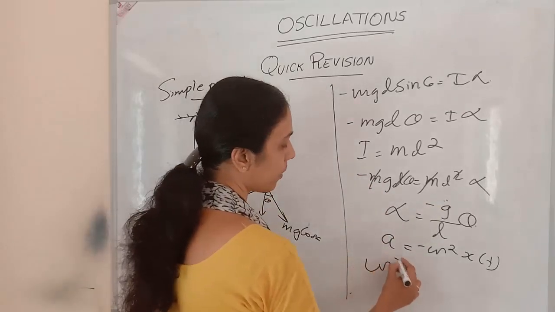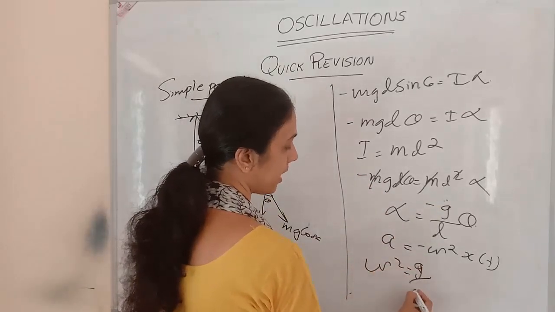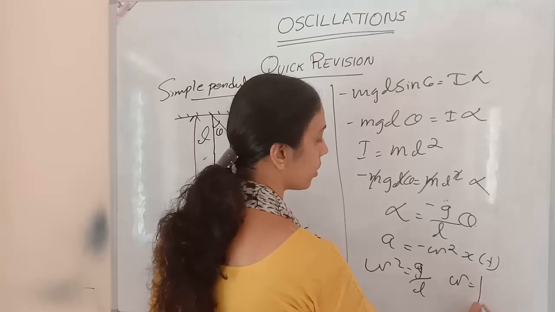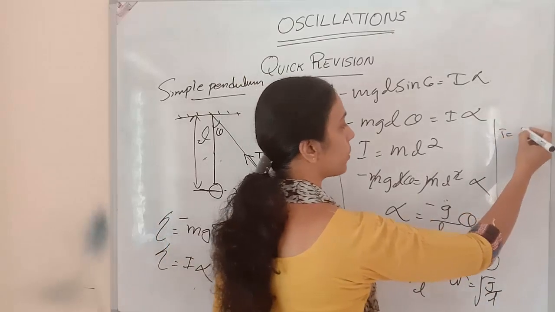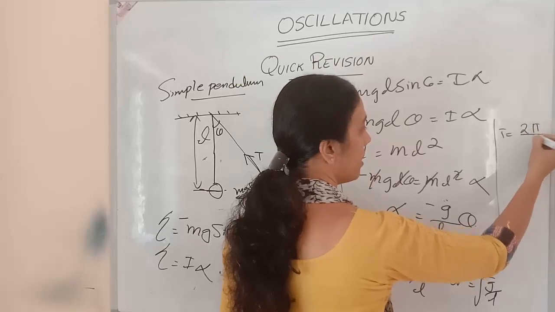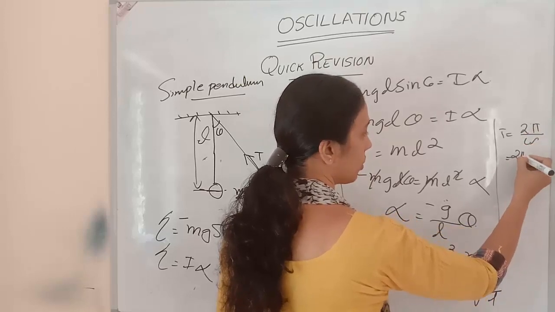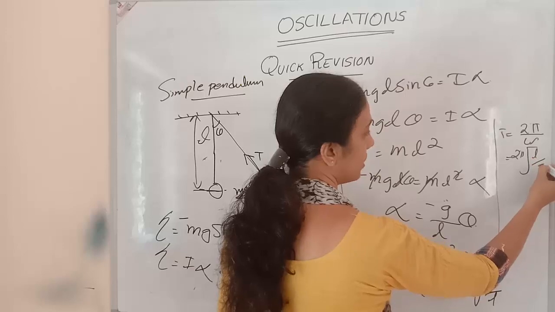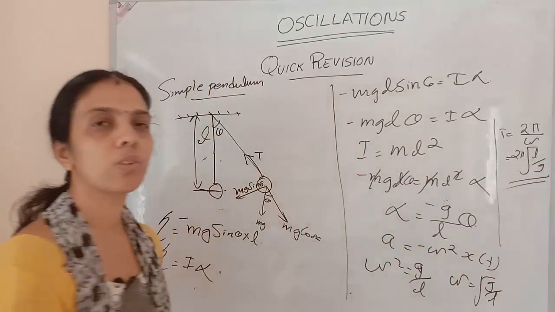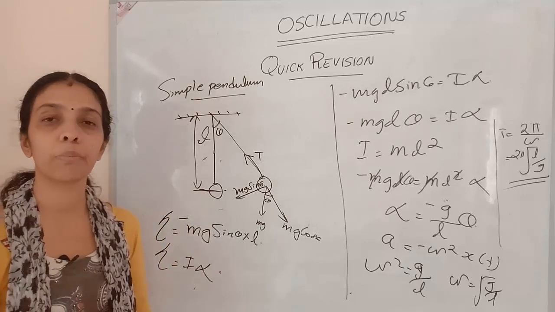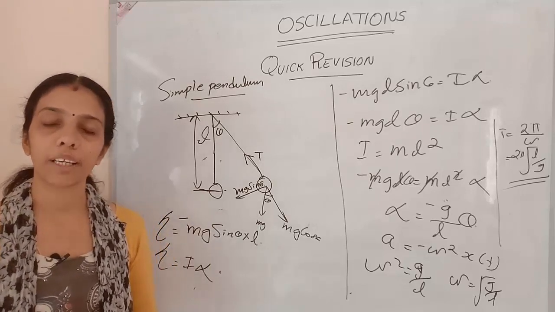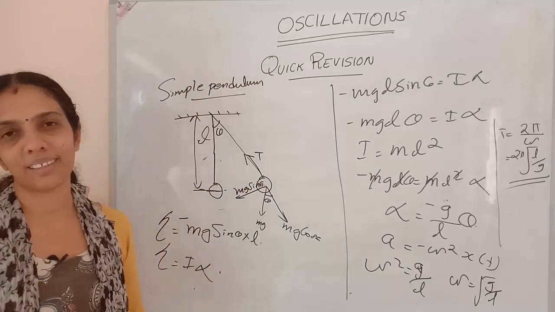Omega square equals g by L, or omega equals root of g by L. So what is the time period? T equals 2 pi by omega, so 2 pi into root of L by g. That is the period of oscillation of a simple pendulum. Period of oscillation of a simple pendulum, T equals 2 pi into root of L by g.